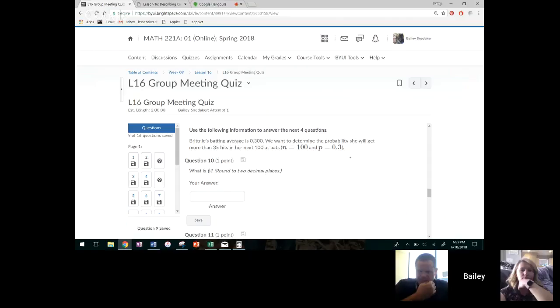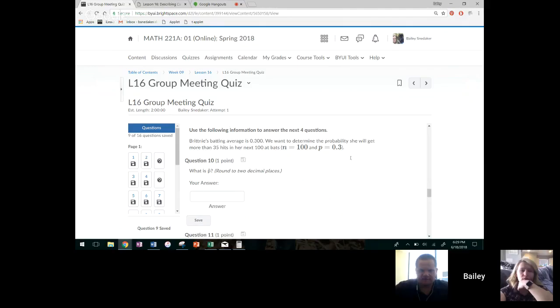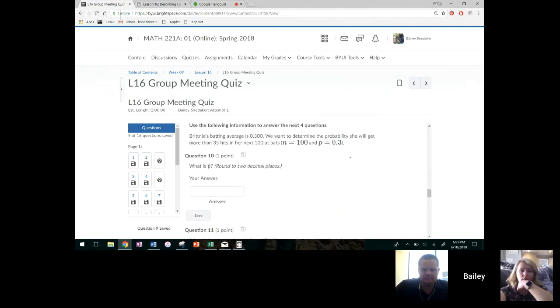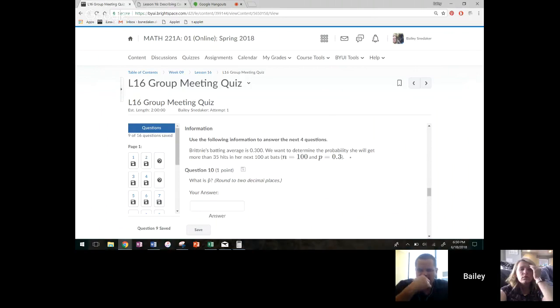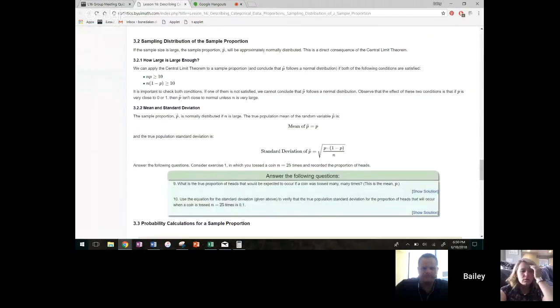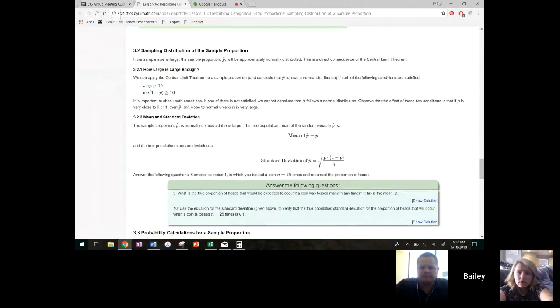So do we use that same formula or no? Oh no, the p hat is 0.3. Yeah, that's the same thing, isn't it? That's p. I don't know the difference between p hat and p. I mean, the mean of p hat equals p. But there has to be a way to find p hat.